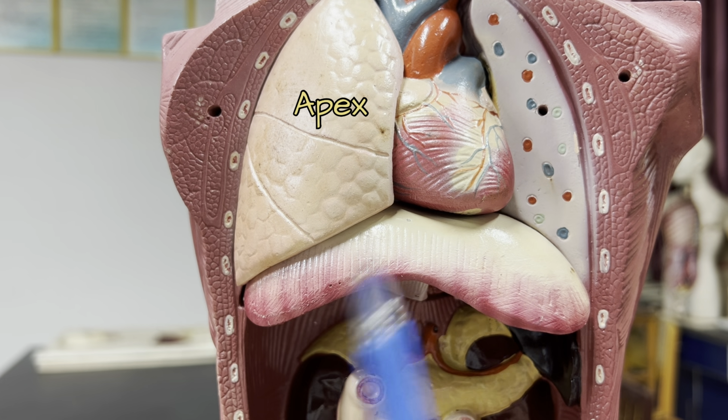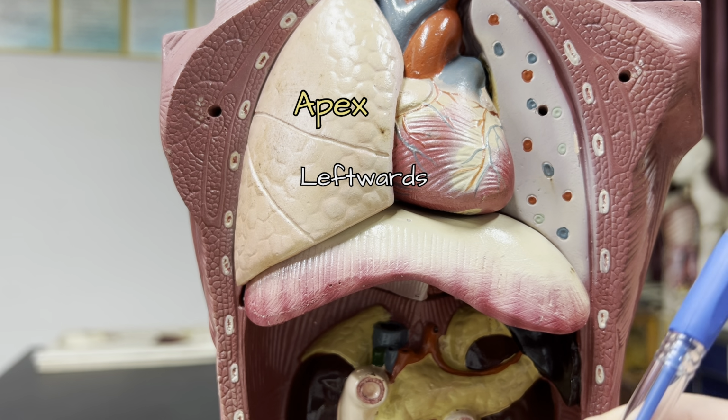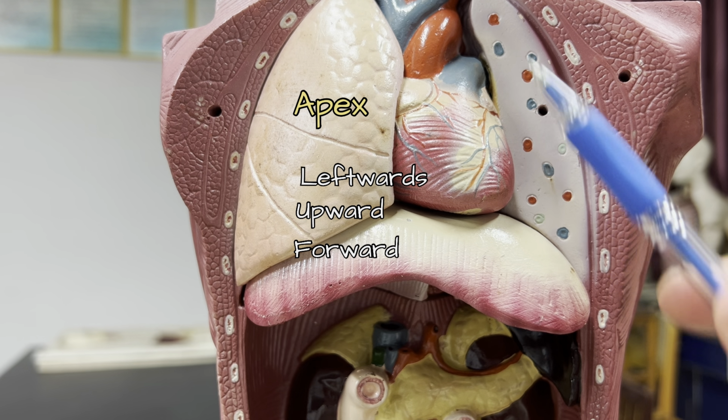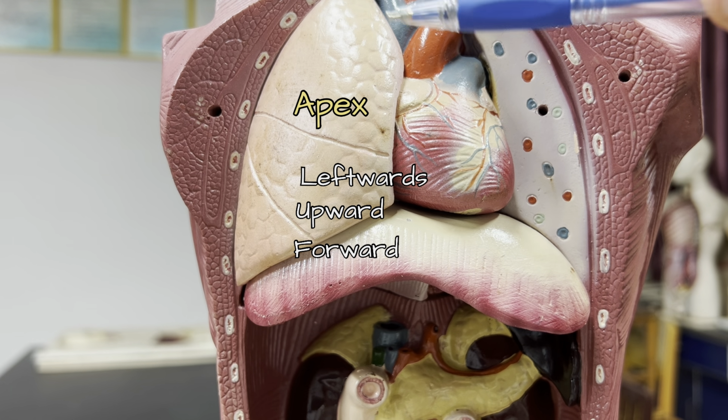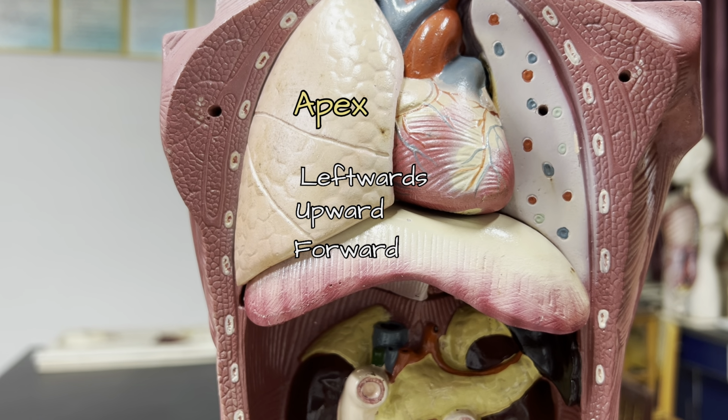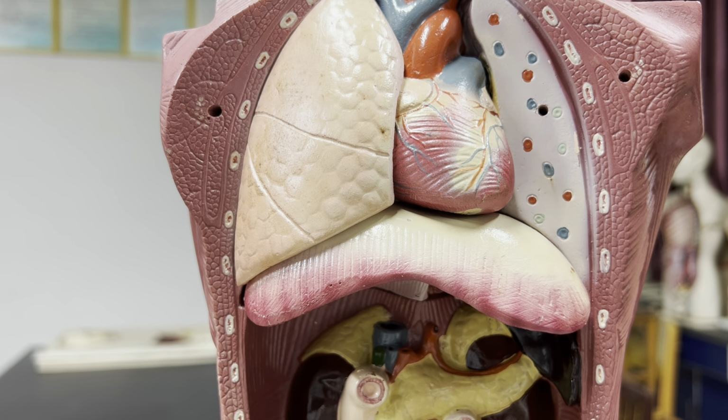This is the apex of the heart. The apex is pointing leftward, upward, and forward, and the base is pointing opposite. It's pointing toward the shoulder, backward, and downward.